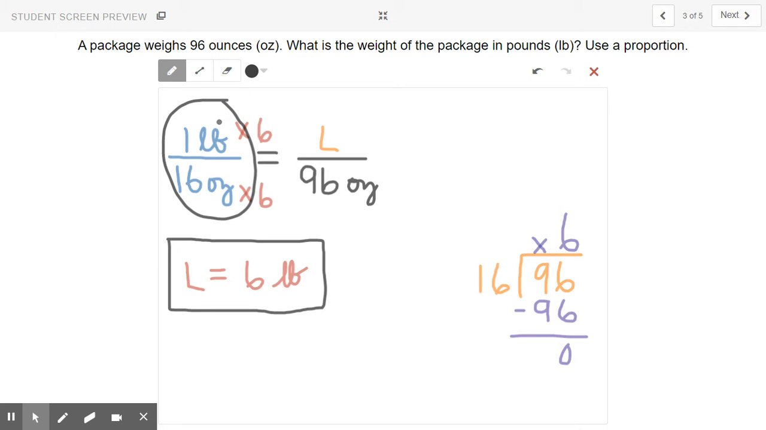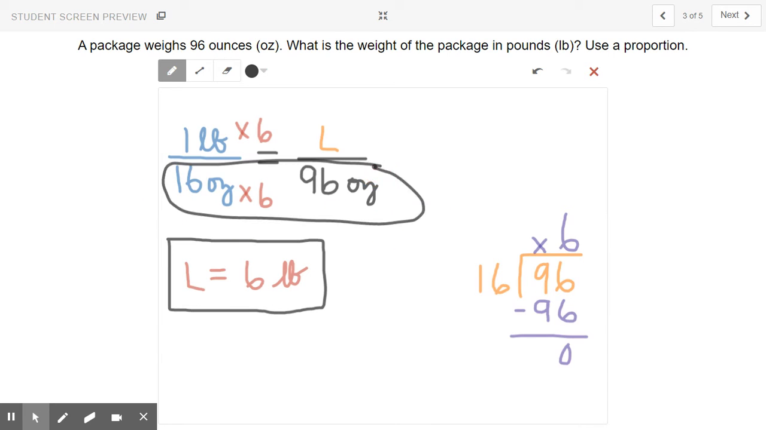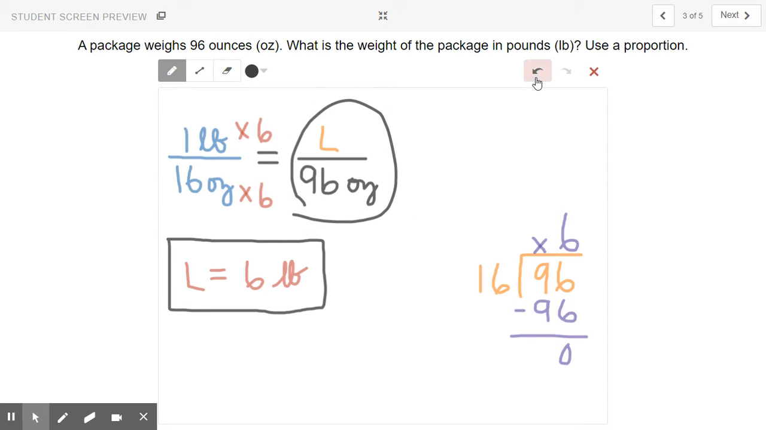Now, if you notice on your paper that you wrote 16 ounces over 1 pound, that's fine. But in my problem, I put pounds over ounces. So then when I make my proportion, you write equals, L for pounds, because that's what's missing. That goes on top because I have pounds here on top. 96 ounces goes on the bottom because that's where the ounces go. Now, the package weighs 96 ounces. How many pounds would that be if we know that every pound is 16 ounces?